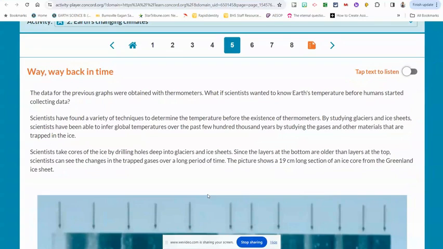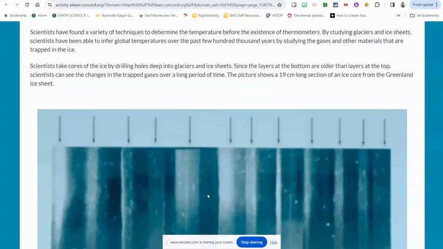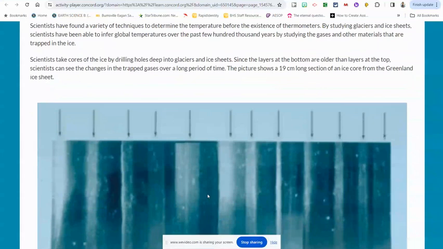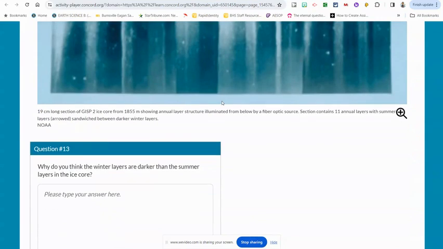We talked about this in class yesterday. Scientists take ice cores of the ice by drilling holes deep into glaciers and ice sheets. Since the layers at the bottom are older than the layers at the top, because snow keeps piling on top, so the oldest ones are deeper, scientists can see changes in the trapped gases over a long period of time. The picture shows a 19 centimeter long section of ice from the Greenland ice sheet.